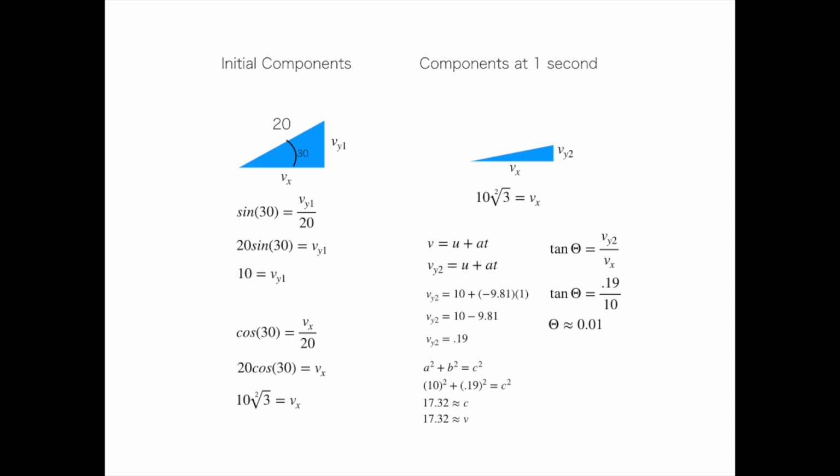So with the Pythagorean theorem, we know the speed to be about 17.32 meters per second. Then we can also find the direction of the ball using some trigonometry. So the final velocity of the ball at 3 seconds is about 17.32 meters per second at 0.01 degrees above the horizontal.